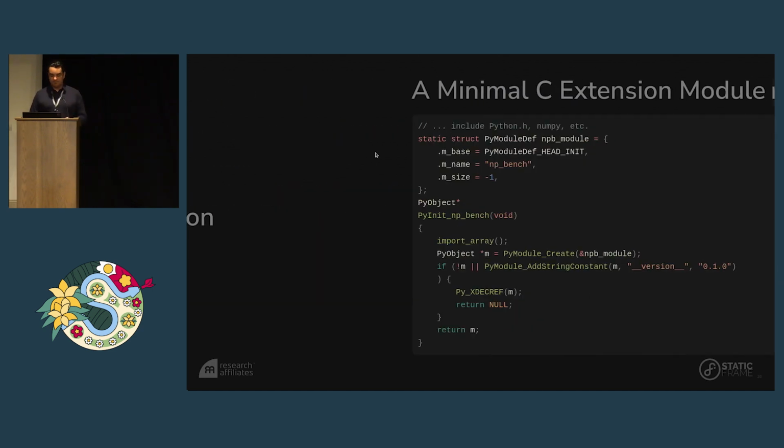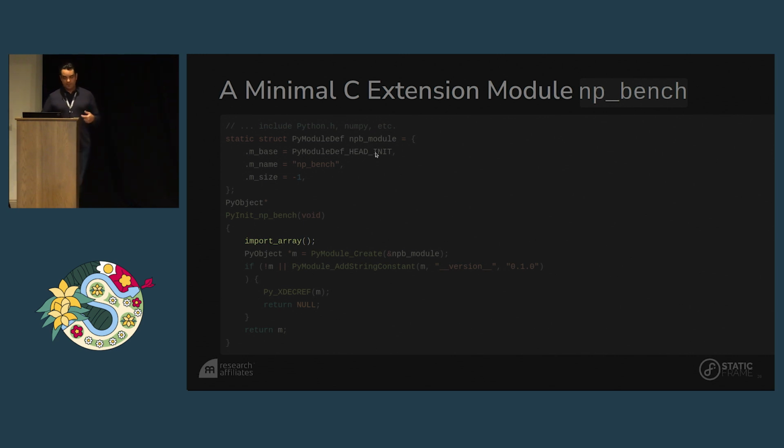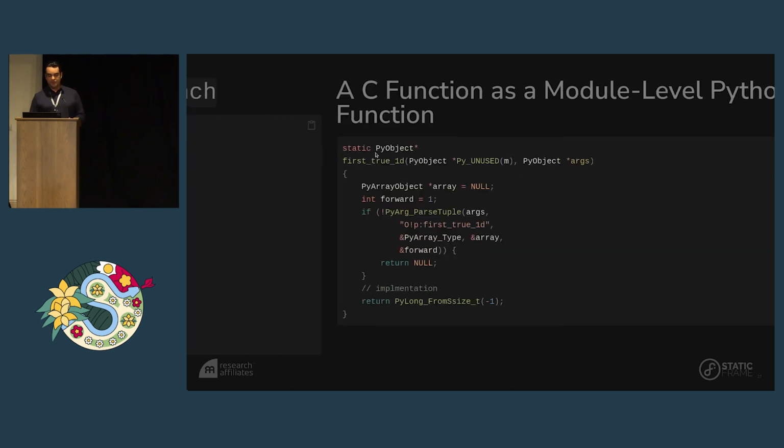Okay, so let's define a C extension. This is it, the smallest C extension you've probably ever seen. Maybe not, but probably. So I'm skipping all the includes here. That makes it a little bit shorter. Then we create a PyModuleDef struct, and we assign a couple slots there, including the name of the module. And then we're going to create a C function called PyInit_npbench here. And this function is going to import array, which we need to do for the NumPy C API. We're going to create a PyModule object, giving it the struct we defined earlier. We're going to add a string constant version to that module, check for errors, and return our module. There, the smallest C extension module you've ever seen, though it doesn't really do much.